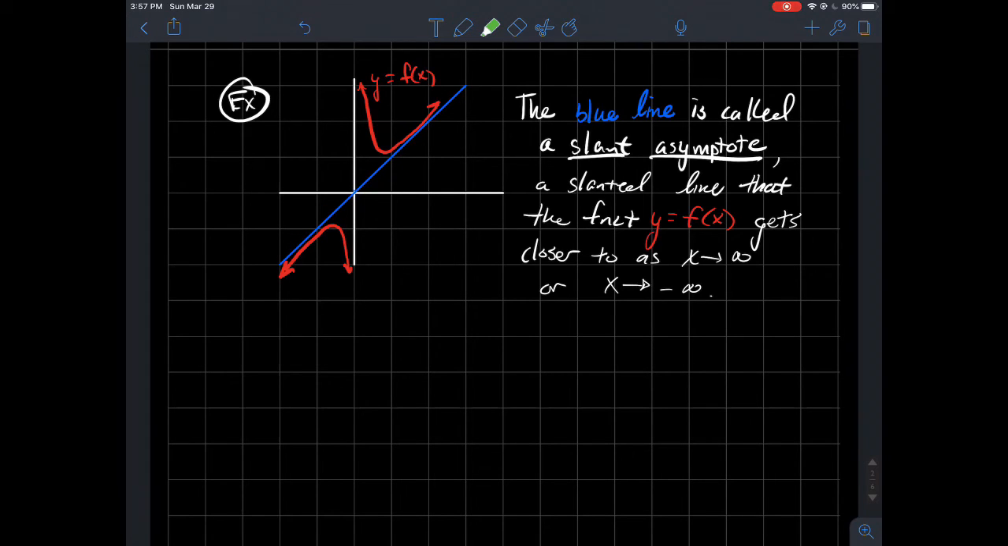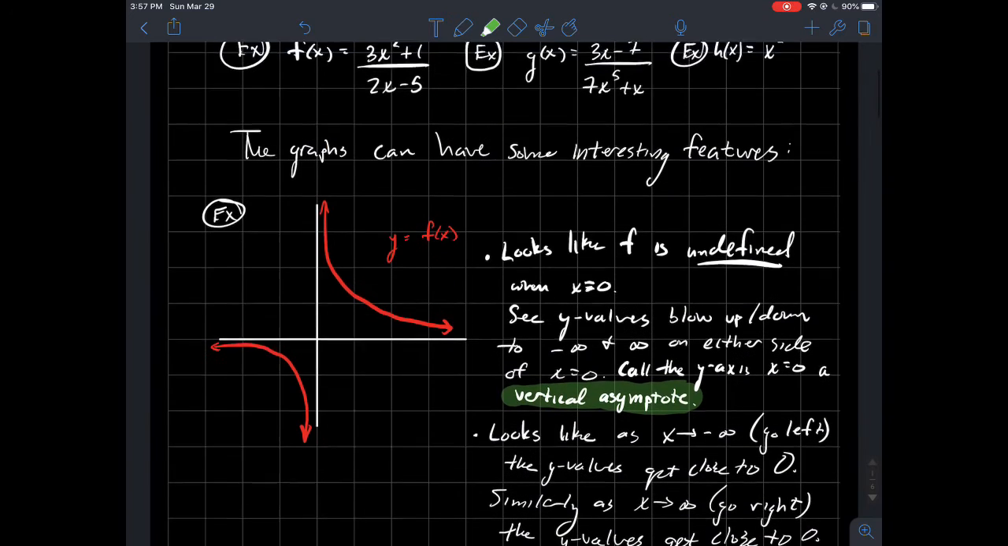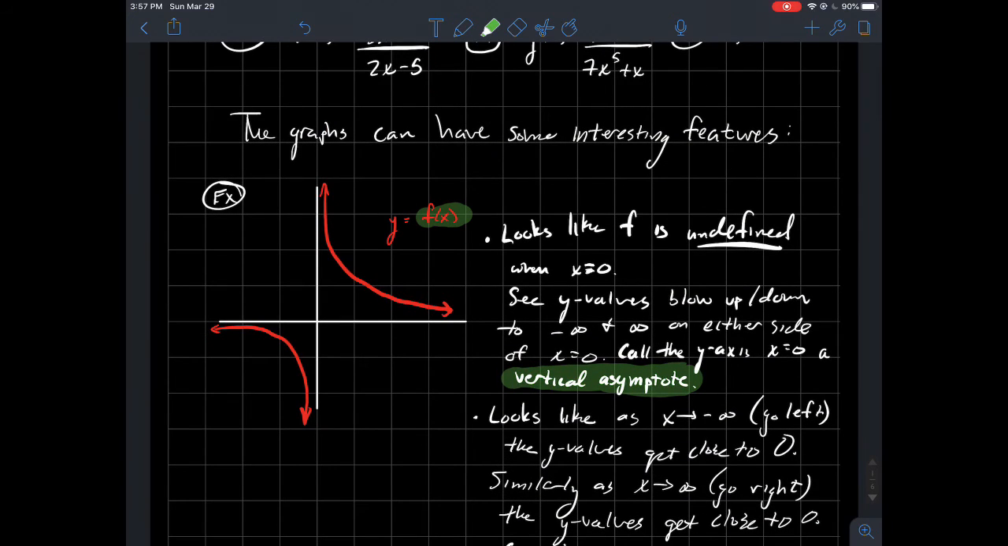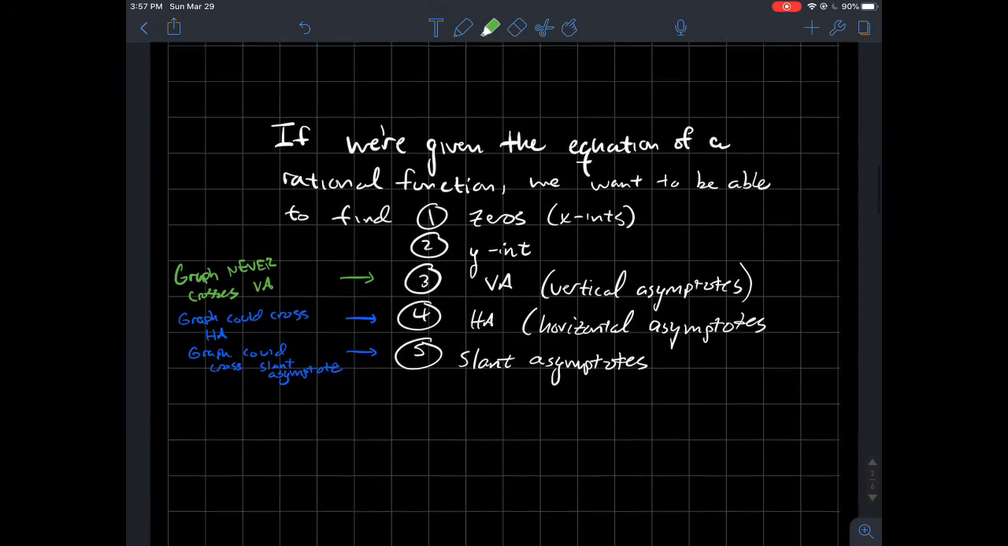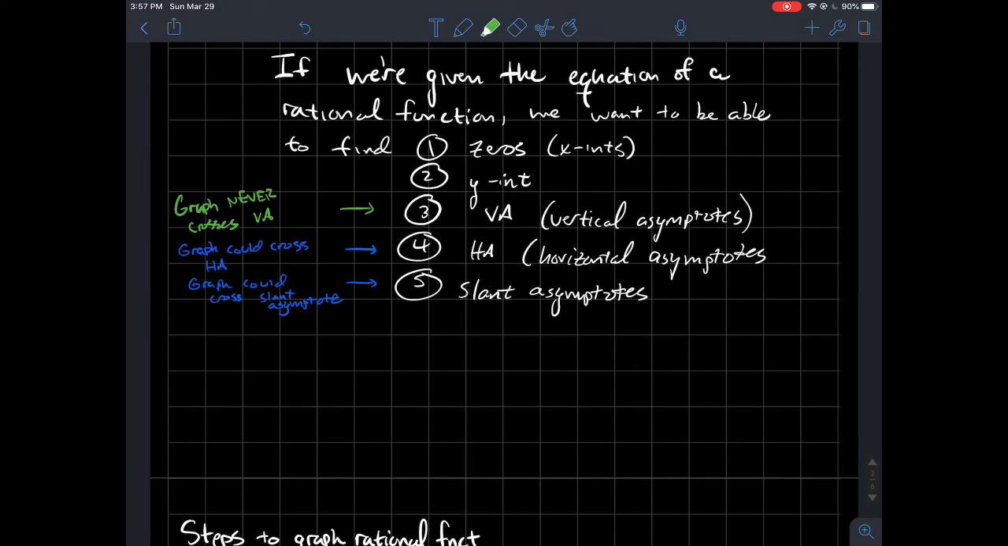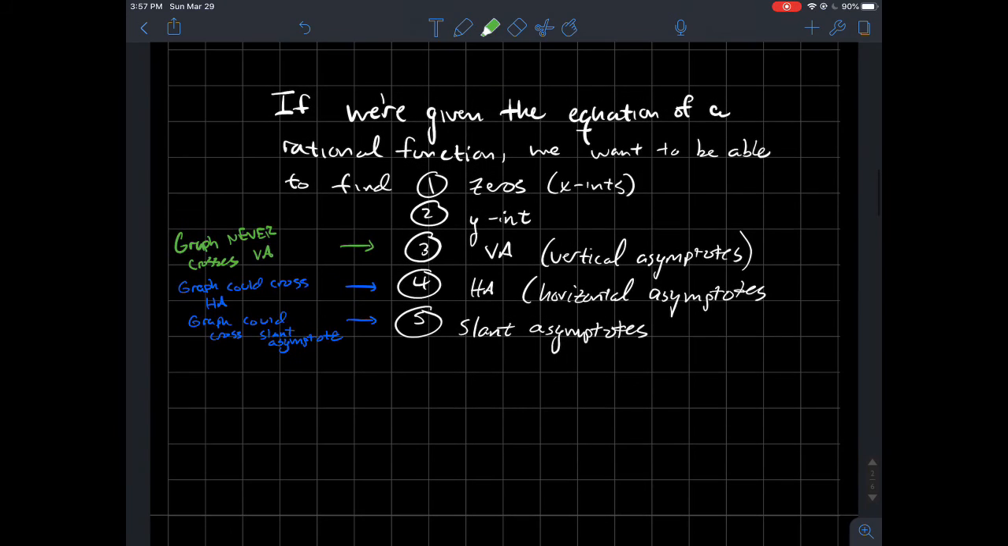So what we're interested in is, given the equation of f, how do I find some of these things, like the slant asymptote if it has one? Or given the equation of f up here, how do I figure out from the equation if it has a vertical asymptote or a horizontal asymptote? To do that, I want to write down some of the key things we're looking for in order to try to graph one of these just from the equation itself. So if you're given the equation, what are the things that you want to be able to identify?